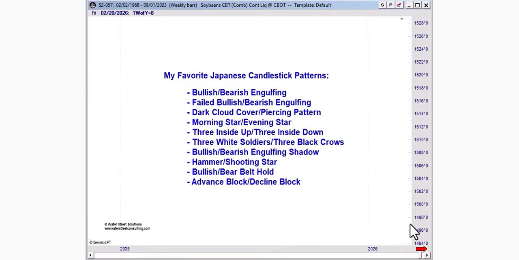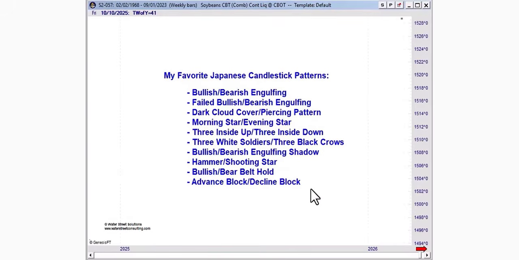My top 10 formations, just to go through them: bullish and bearish engulfing, failed bullish and bearish engulfing, dark cloud cover, piercing pattern, morning star, evening star, 3 inside up, 3 inside down, 3 white soldiers, 3 black crows, bullish and bearish engulfing shadow. That's actually my pattern. Hammer, shooting star, bullish and bearish belt hold, and then the advance block and decline block. These are my favorite patterns.